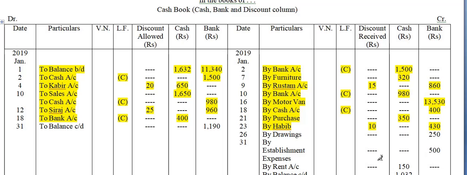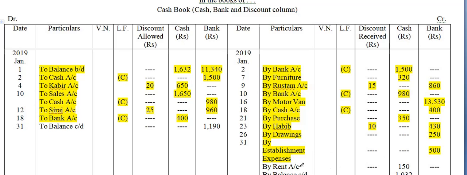Now on 26th, withdrew from bank for household expenses. So it is your drawings. It's clear that it is your drawings. So you are withdrawing from bank. So bank will reduce 250. Paid establishment expenses through bank. So it is your establishment expenses, that is your legal expenses. 500 bank column.